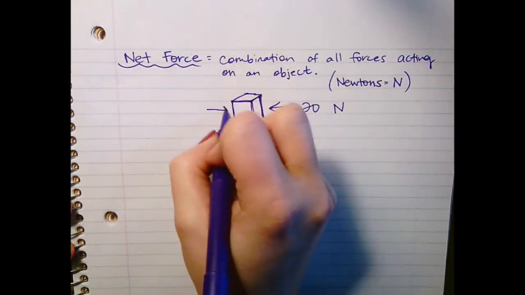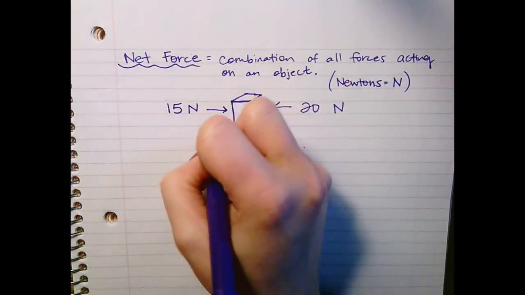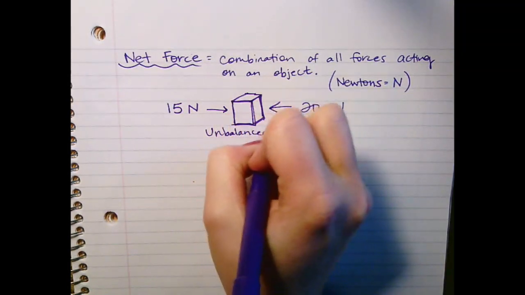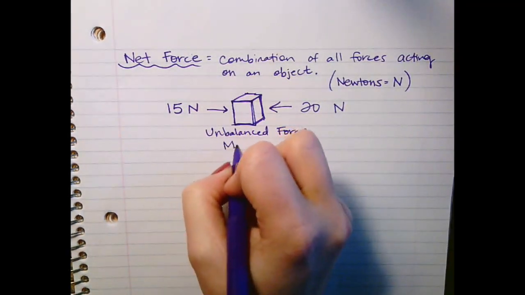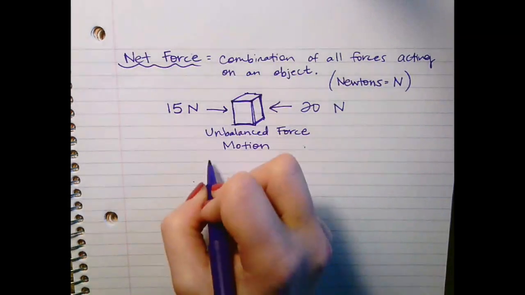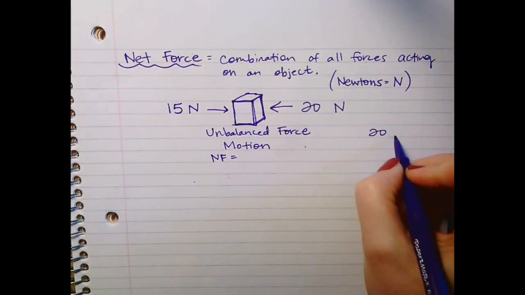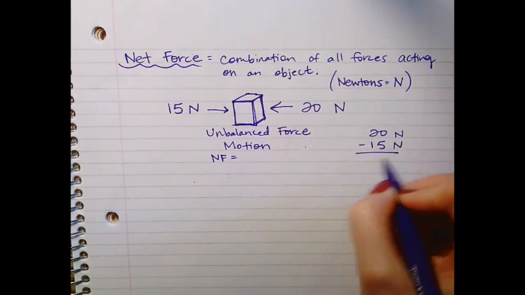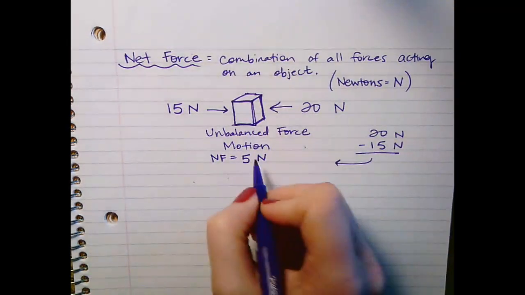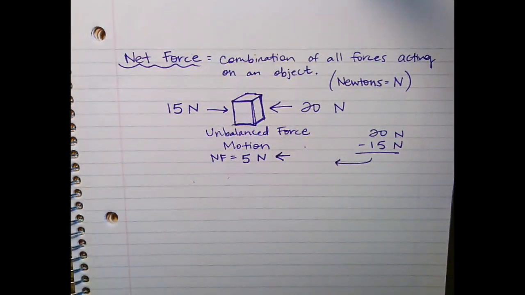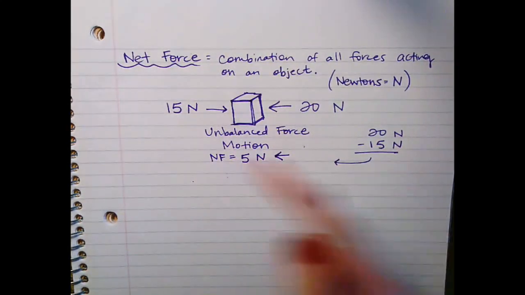And then if somebody on this side is pushing with 15 newtons of force, we would then know that this would be what we would call an unbalanced force. Okay, it is not balanced, it's going to move. So there will be motion because of it. Our net force, we would take the 20 newtons minus the 15 newtons to get that the box will move with 5 newtons, and it would be moving to the left. The reason it's moving to the left is just because the 20 is stronger than the 15, so it's going to move 5 newtons that way.